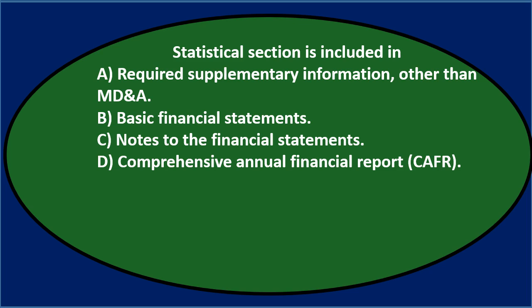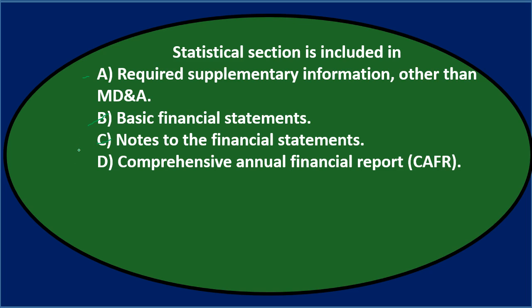Let's go through this again using the process of elimination. Statistical section is included in either A, required supplemental information other than the MD&A. You would think that supplemental information, possibly statistical, would be added to it, so I'll keep that for now. B says basic financial statements. The statistical section is possibly not part of the basic financial statements, so I don't think that's it. C says notes to the financial statements. Those are usually in text format, so we might have some stats in there, but I wouldn't expect a whole statistical item there.